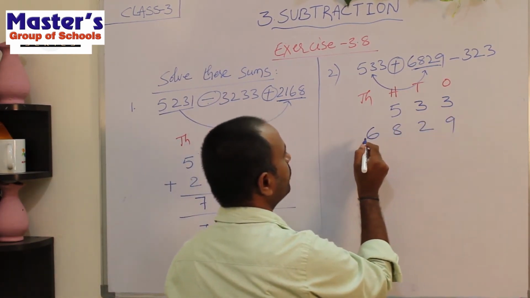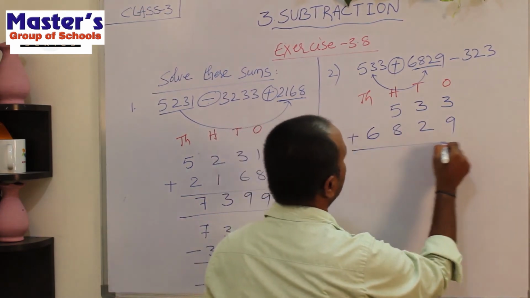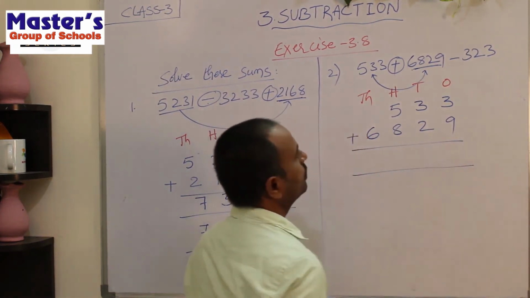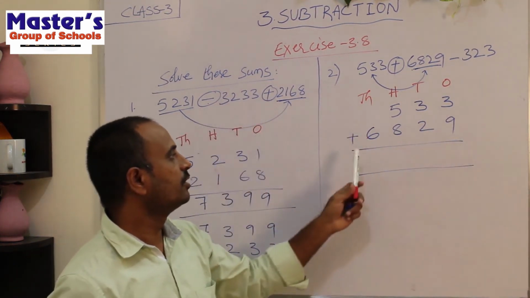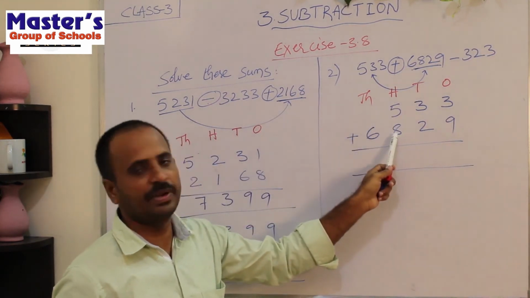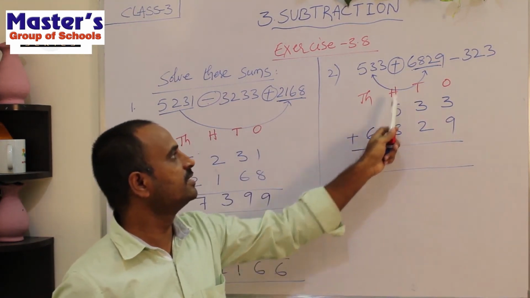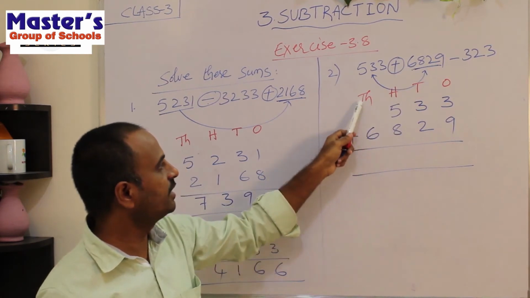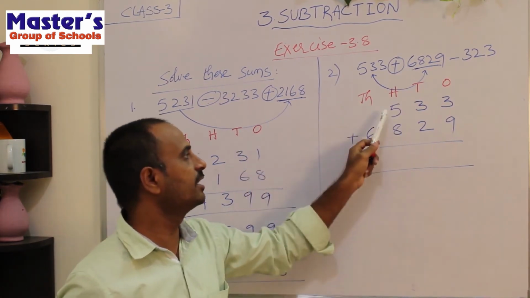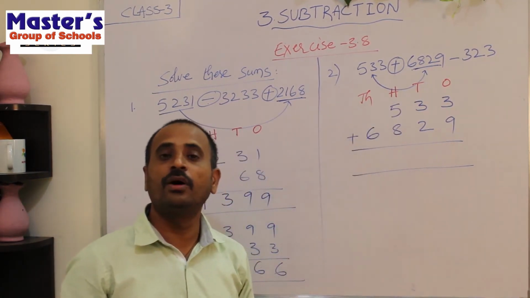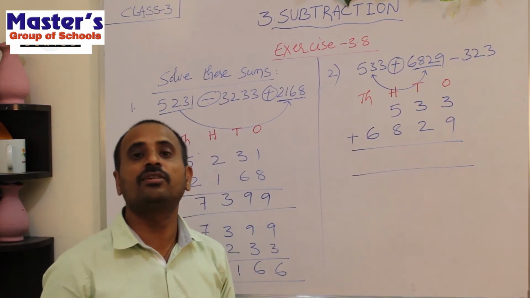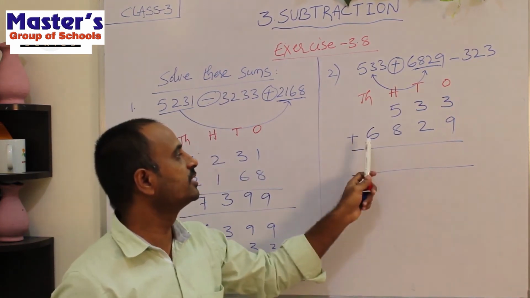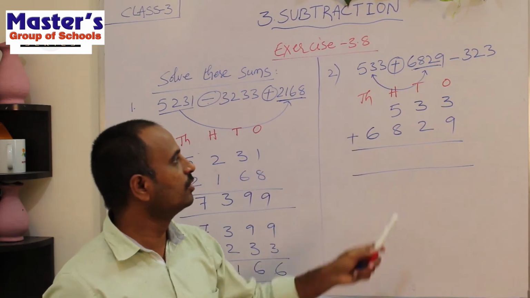Start this number here, 6,829. This number has a plus, so do the addition first. Children, don't write 6 under hundreds place because 6 is in thousands place. So write 6 under thousands place. While writing the numbers one below the other, we have to arrange the digits at their corresponding places. We should not change their places. Now do the addition.